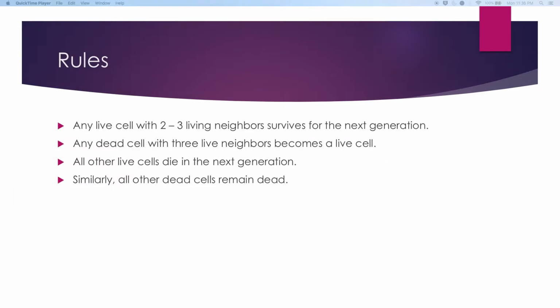The rules of the game are very simple. Any live cell with 2 to 3 living neighbors survives for the next generation. Any dead cell with 3 live neighbors becomes a live cell. All other live cells die in the next generation. Similarly, all other dead cells remain dead.